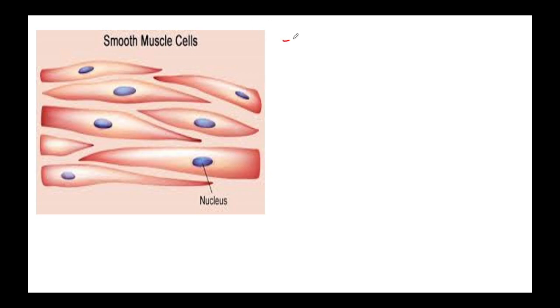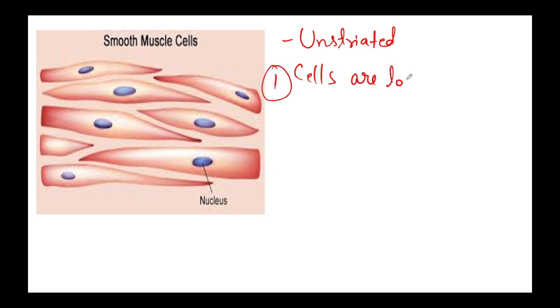Next type of muscle tissue is smooth muscle tissue. It is also known as unstriated. I hope now you can guess. Earlier I have shown you the striations. Striations means light and dark bands with a striation pattern. So unstriated means no such bands are present, right? Number 1 characteristic feature, such cells are long. Yes, we can see in the diagram given here, the cells are long.